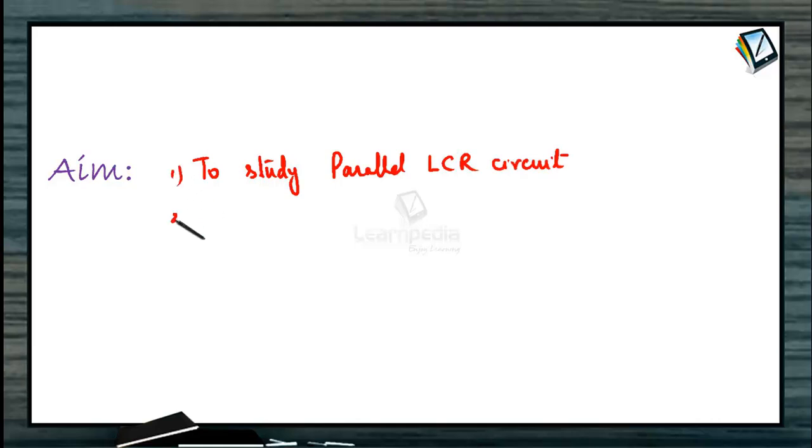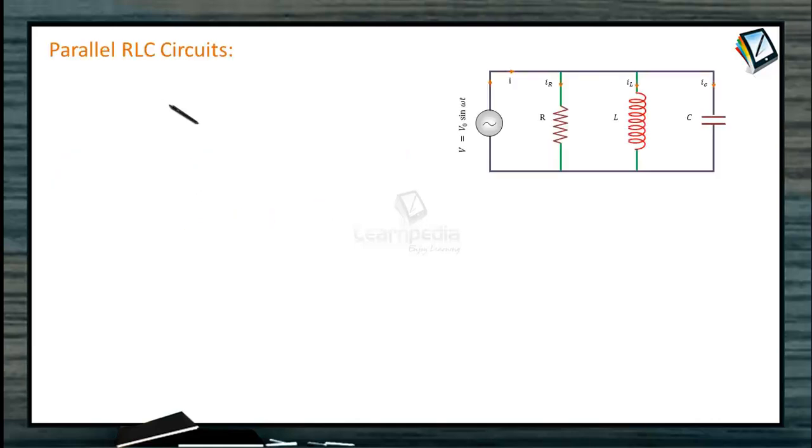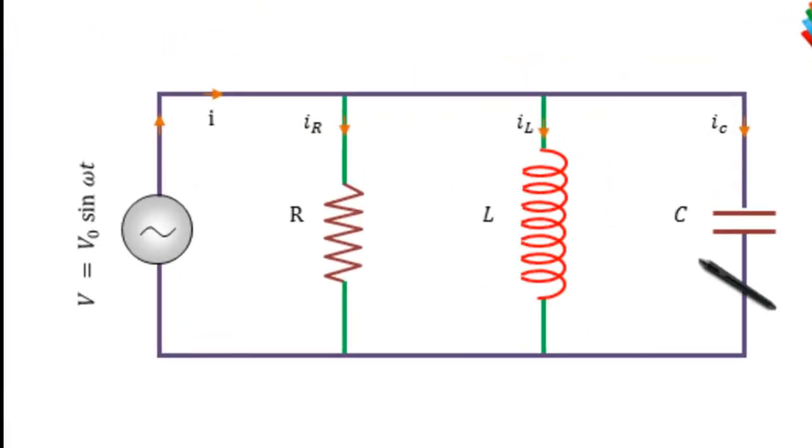Today the aim of our topic is to study the parallel LCR circuit. Also we will study the choke coil, and the parallel resistance, inductance and capacitor circuit connected across an AC mains. So here we have a resistor, here we have an inductor, and a capacitor. When connected to an AC mains, V is equal to V naught sin omega t.